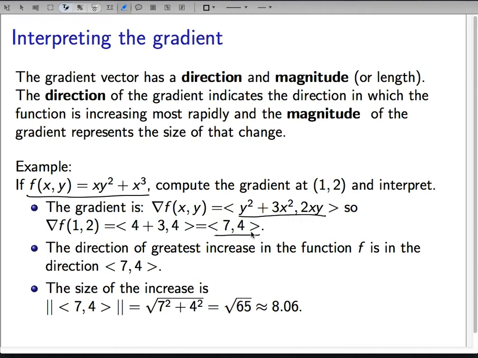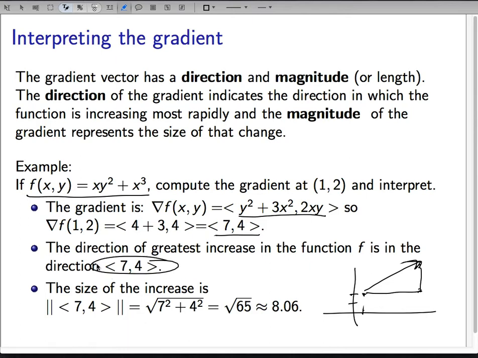So what does that mean? It means if I'm standing at the point (1, 2), and I travel 7 units to the right and 4 units up, so I travel in that direction, which is the direction of the gradient, then the function is increasing at the fastest rate possible. So the direction of the greatest increase of the function is in the direction of the gradient.